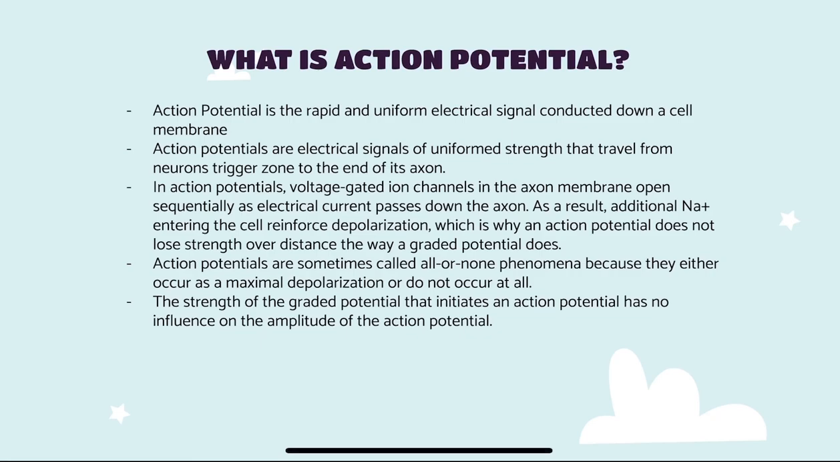First, I will cover what an action potential is. An action potential is the rapid and uniform electrical signal conducted down a cell membrane. Action potentials are of uniform strength and travel from neurons to the end of the axon. Action potentials are sometimes called all-or-none phenomena because they either occur as a maximal depolarization or do not occur at all. The strength of the graded potential that initiates an action potential has no influence on the amplitude of the action potential.